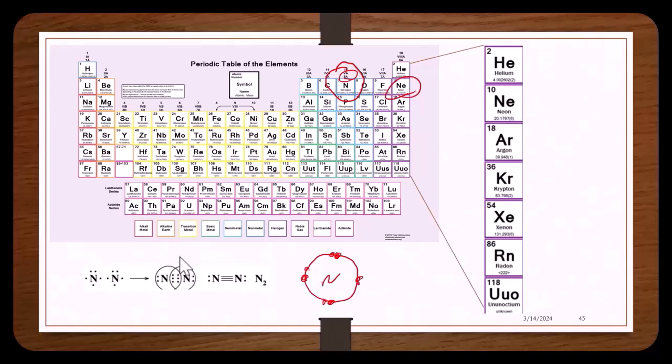Here you can see that the diatomic molecule shares 6 electrons, and each atom counts the 6 shared electrons. So this atom counts 6 electrons, and this atom counts 6 electrons, which would give each a full octet.